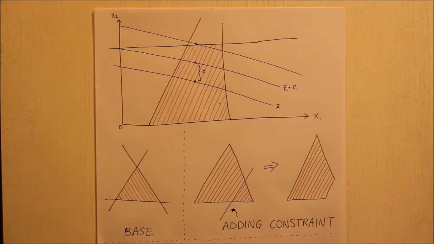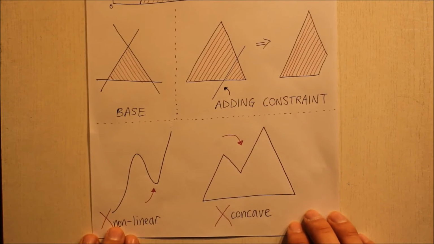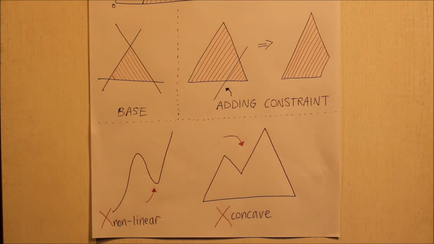Let's start with the shape of the feasible region. If it is bounded, it will be a convex polygon. This can be easily proved by induction.